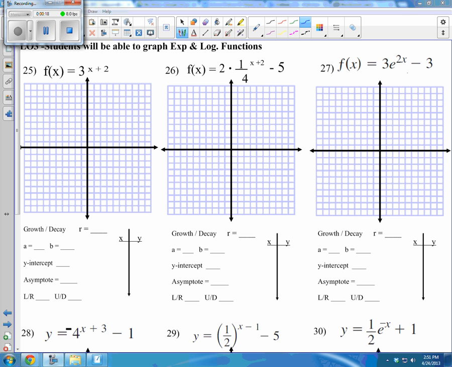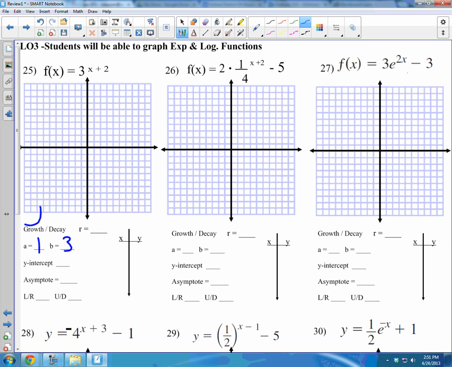So starting with 25, B is 3. Since it's bigger than 1, that means I'm going to have a growth shape. A is 1, which is my y-intercept. And so what I'm going to do is go over to my t-chart. I will be leaving out the +2 in my t-chart. I will only be using the 3 to the x. So my y-intercept of me choosing x to be 0, 3 to the 0 power is 1. That's why that y-intercept works.